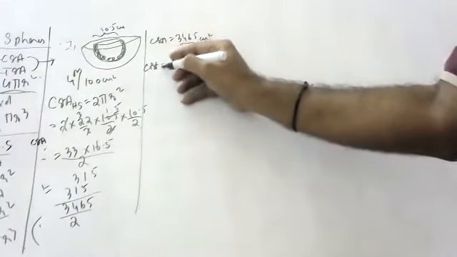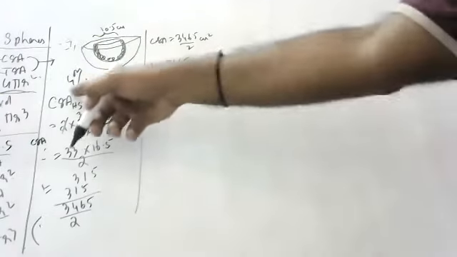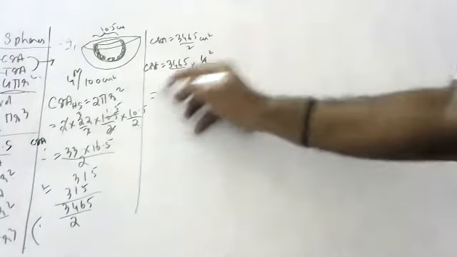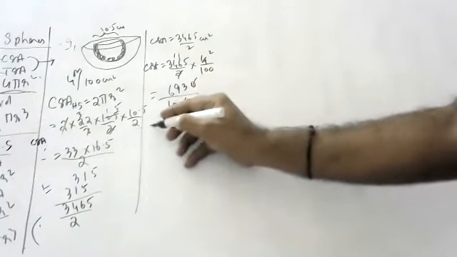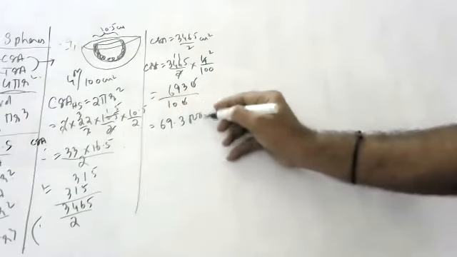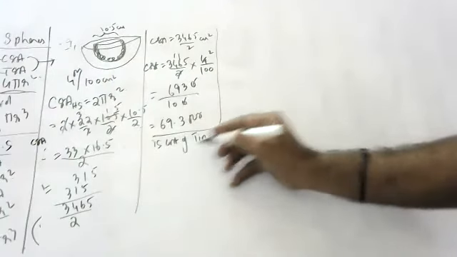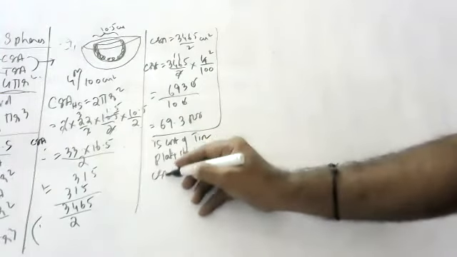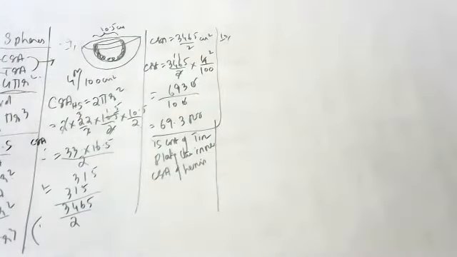Cost. Sir, into 4. 3465 by 2 into 4 by 100. 4 rupees per 100 centimeters square. So this 2 will go away. Answer is 6 by 100, how much answer? 69.3 rupees is the cost of plating the inner CSA of the hemisphere.